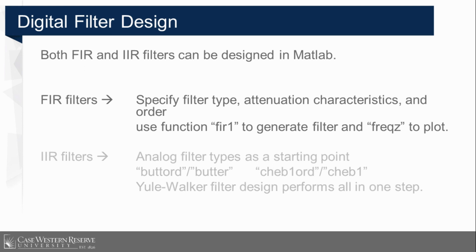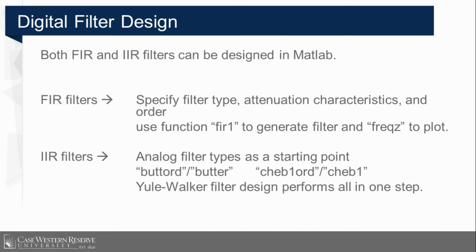We can also use MATLAB to design IIR filters. Here we use some analog filter types as a starting point for these digital IIR filters. For instance, a Butterworth filter is a common analog filter, and we can use this to start our design process. We also have different orders of Chebyshev filters, which we can use as a basis for our digital IIR filters. Here we can use the command BUTTORD. This will tell us the order that we need for our Butterworth filter, and then we can use the command butter in order to design our filter. And there are similar commands for different types of IIR filters.